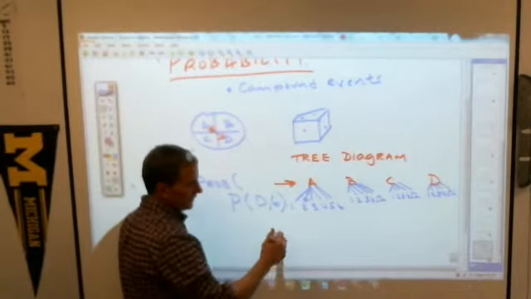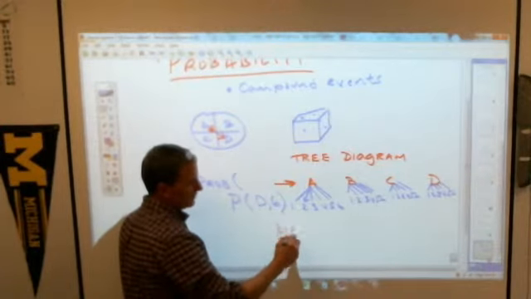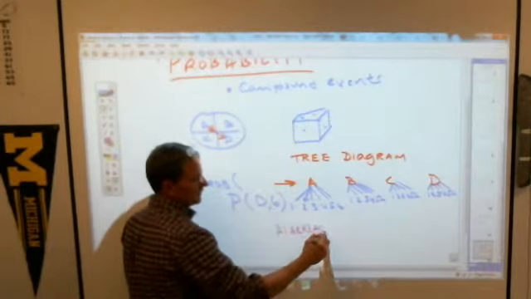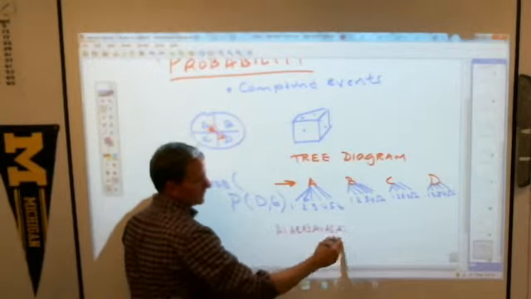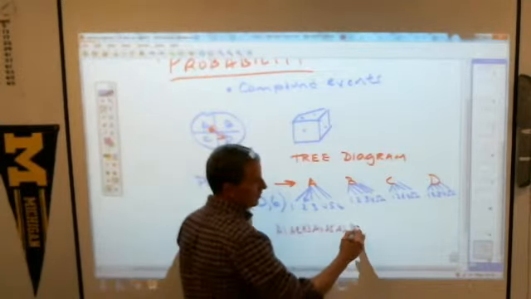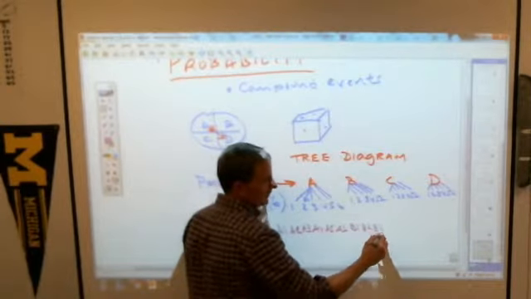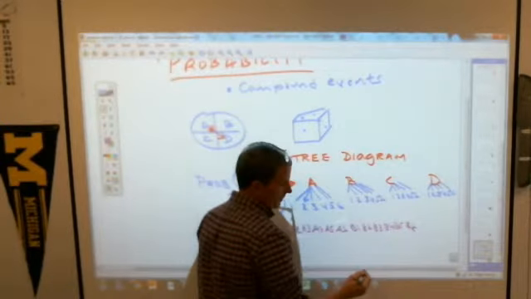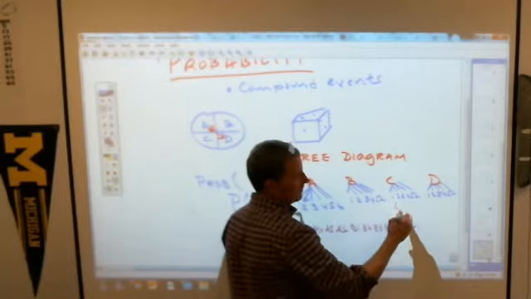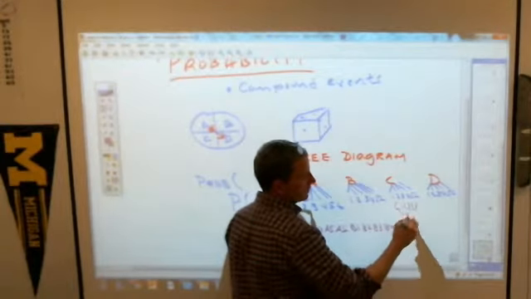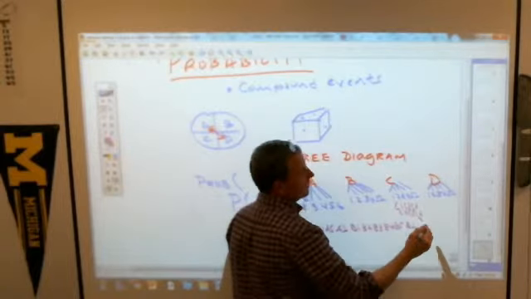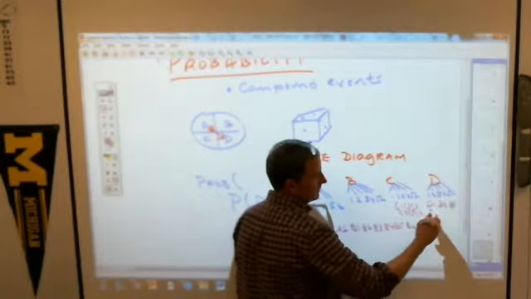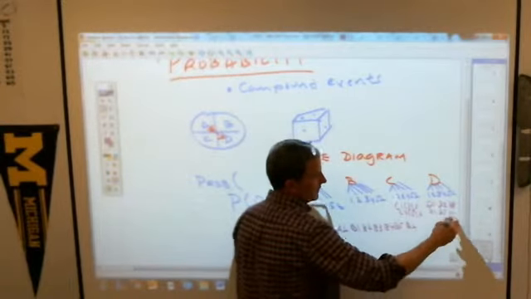You can get an A and a 1. You can get an A and a 2, an A and a 3, an A and a 4, an A and a 5, and an A and a 6. You can get a B and a 1, a B and a 2, a B and a 3, a B and a 4, a B and a 5, and a B and a 6. You can get a C1, C2, C3, C4, C5, C6. You can get a D1, D2, D3, D4, D5, D6.